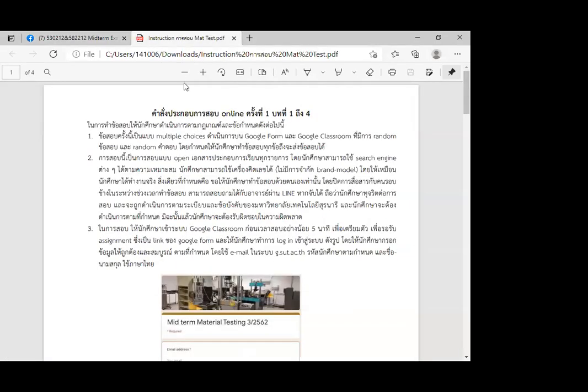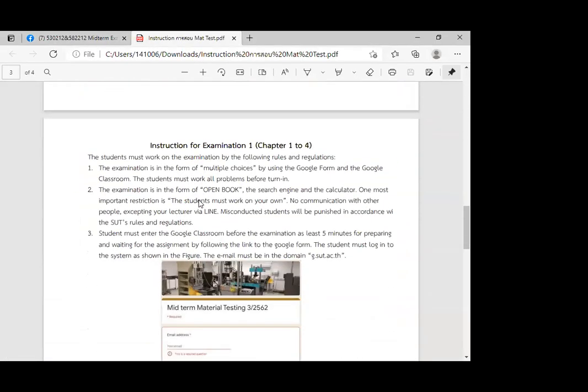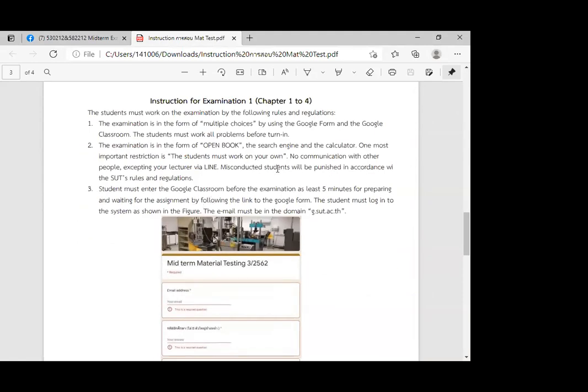There are some very important instructions that I posted to the Facebook already. First, the examination will include chapter 1, chapter 2, chapter 3, and chapter 4. And the examination will be in the form of multiple choices. There are 5 choices for you to select: A, B, C, D, and E. The examination will be based on the Google form, and we will use the Google Classroom to administer our examination.